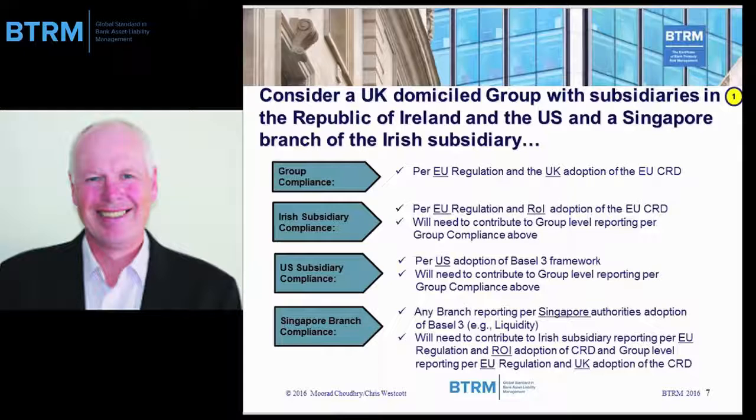Finally, Singapore branch, which is possibly the most complicated of the lot. In this case, the Singapore authorities, the Monetary Authority of Singapore, may well have its own reporting requirements for branches. That may happen in the case of, say, liquidity. So that branch has got to think about the Singapore rules as well as the Irish subsidiary rules as well as the UK group rules. So potentially that could make reporting and compliance quite a complicated exercise for the Singapore branch.